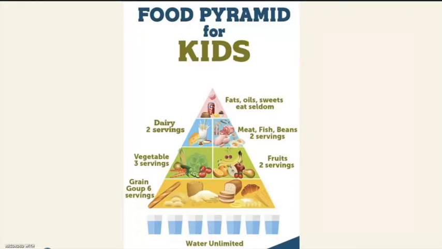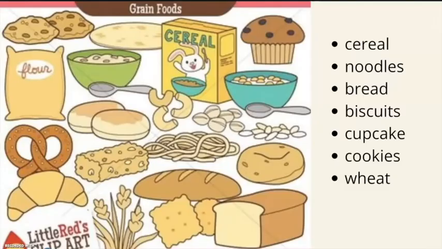Look at the poster. It is stated there we must drink an unlimited amount of water to keep our body healthy. We must take a lot of grain as well as vegetables and fruit. Going up the food pyramid, there are dairies and meat, fish and beans. And at the top of the food pyramid, there are food and drinks that we must take in a small amount or eat seldom. For example, fats, oils, and sweets.